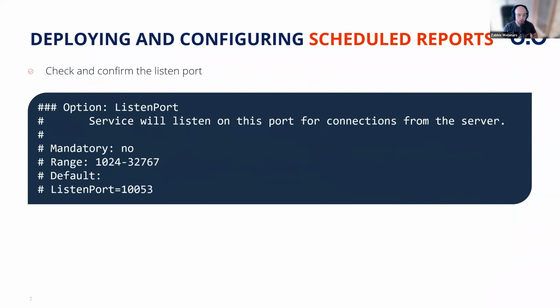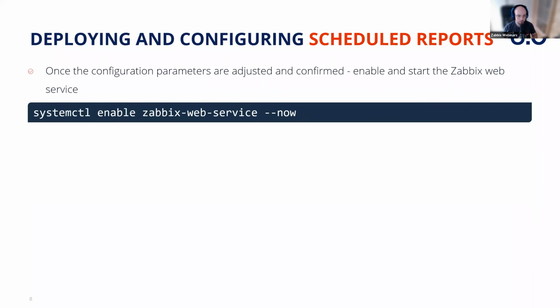And then we will also check the listen port. The default one is 10053. Works nicely for me. I'm going to use it. Once again, if you have some port restrictions or port conflicts, maybe 10053 is already taken, then you're free to change it. This is the port that the web service listens on.